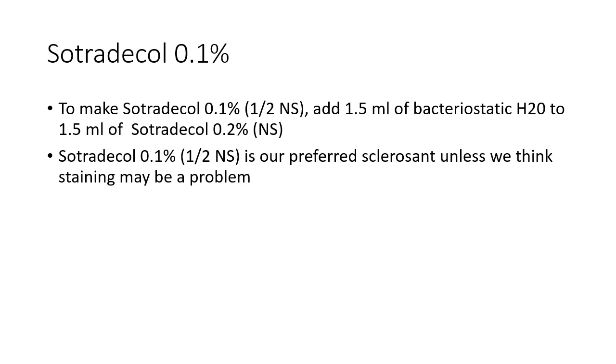0.1% Sotradecol is made as follows. Simply add 1.5 milliliters of the stock solution, which is 0.2% Sotradecol, to 1.5 milliliters of bacteriostatic water. Now this will make 3 cc's of 0.1% half normal saline.